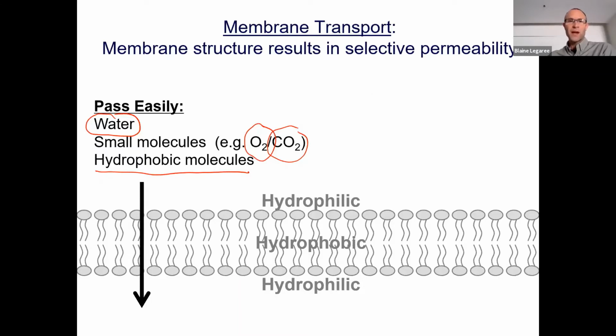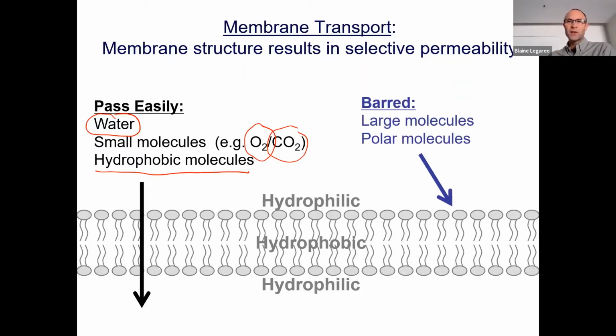So what does not pass easily? Pretty much everything else. That means large things, it means polar things, and I guess you can throw charged onto that group. Polar, charged, I think of them as very similar chemically, at least from a membrane perspective.